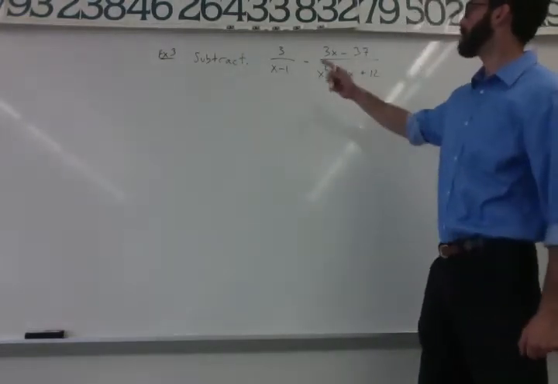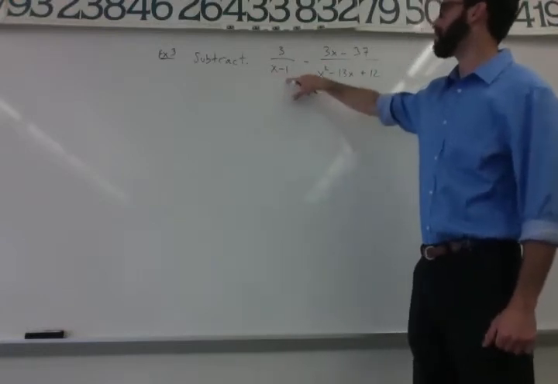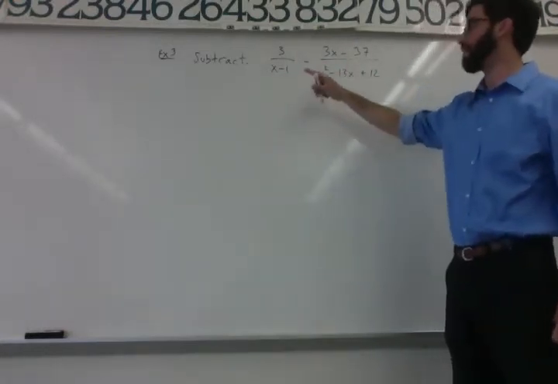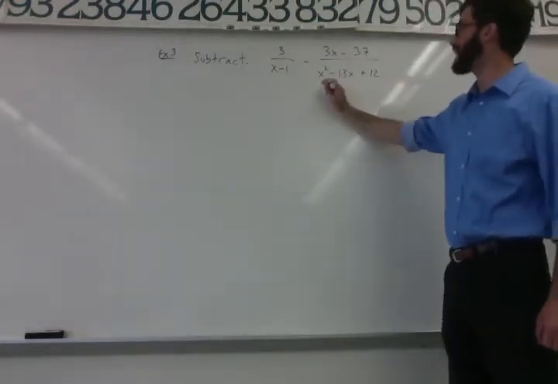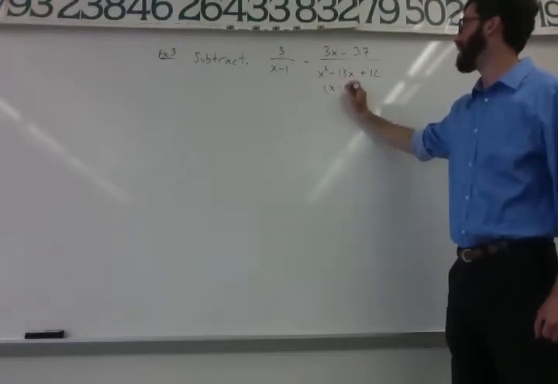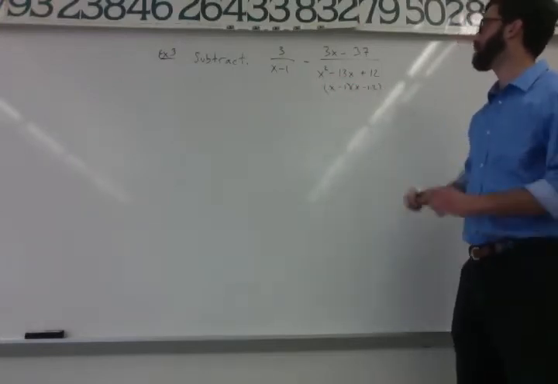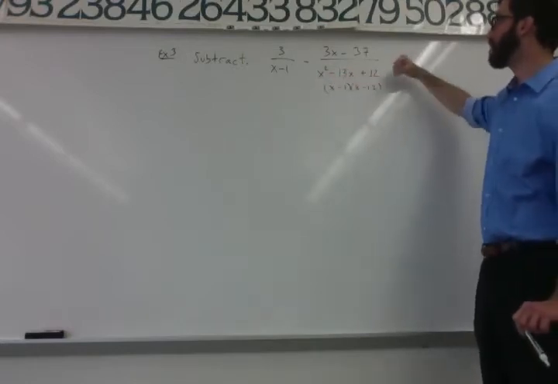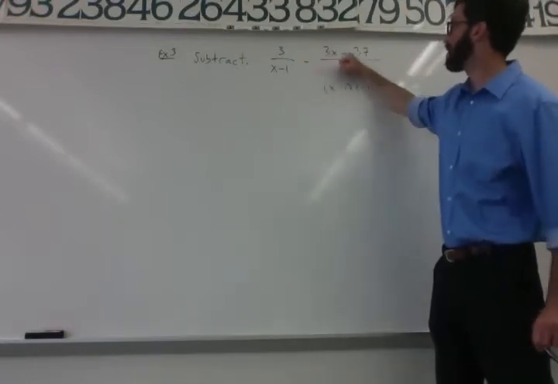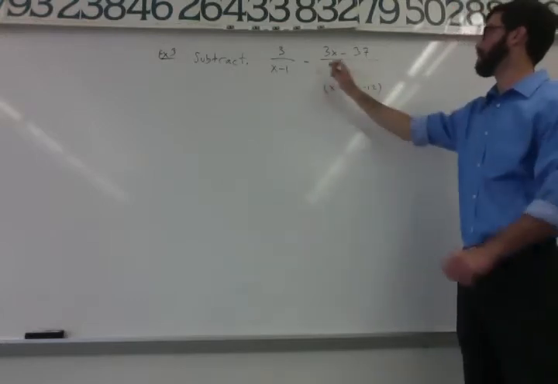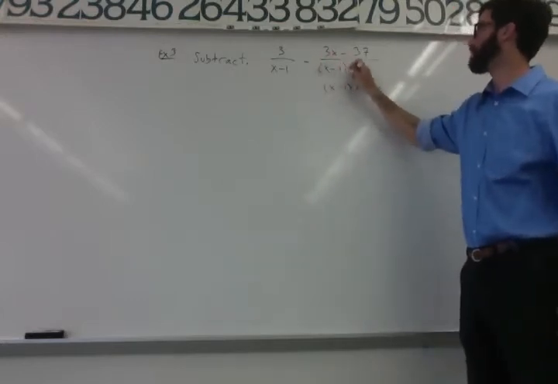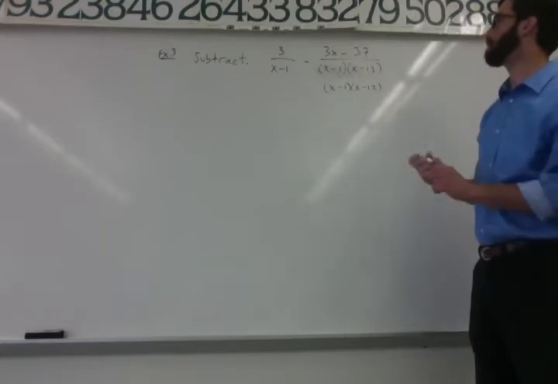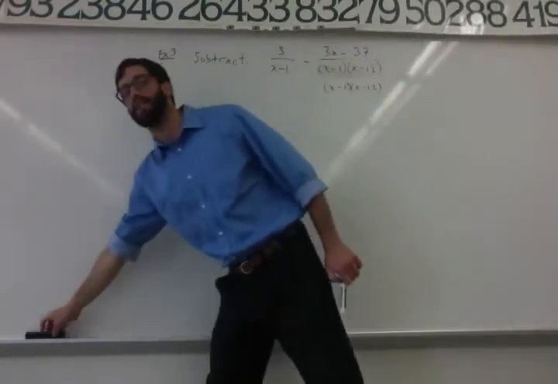All right, so first of all, this denominator is just x minus 1. Nothing we can really do about that. This denominator is really x minus 1, x minus 12, right? So you kind of want to replace x squared minus 13x plus 12 with its factors, which are x minus 1, x minus 12, let me write this up here. And once you have that, you'll be able to figure out the common denominator more easily.